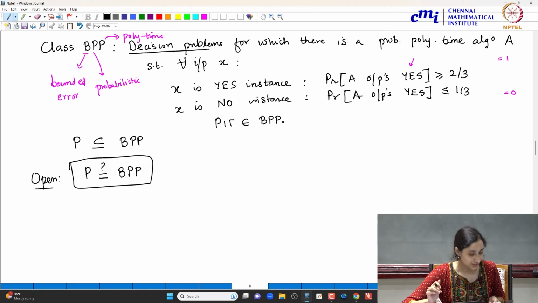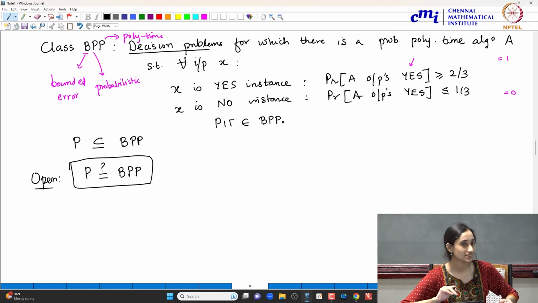So, I wanted to do something more, but maybe we should stop. Is there some theory behind the 2/3, 1/3, or is it just a random choice? No, it's not a random choice. Why not something like 5/6 and 1/6? Some good enough constant probability.